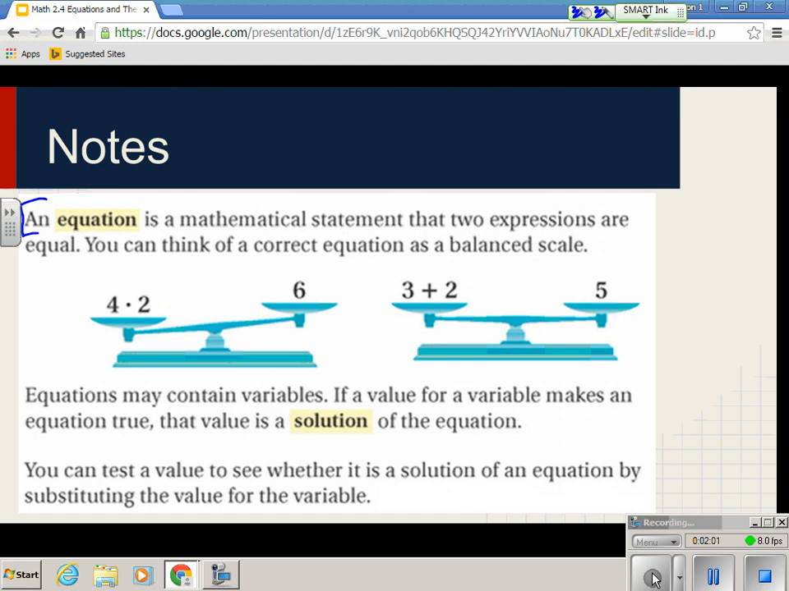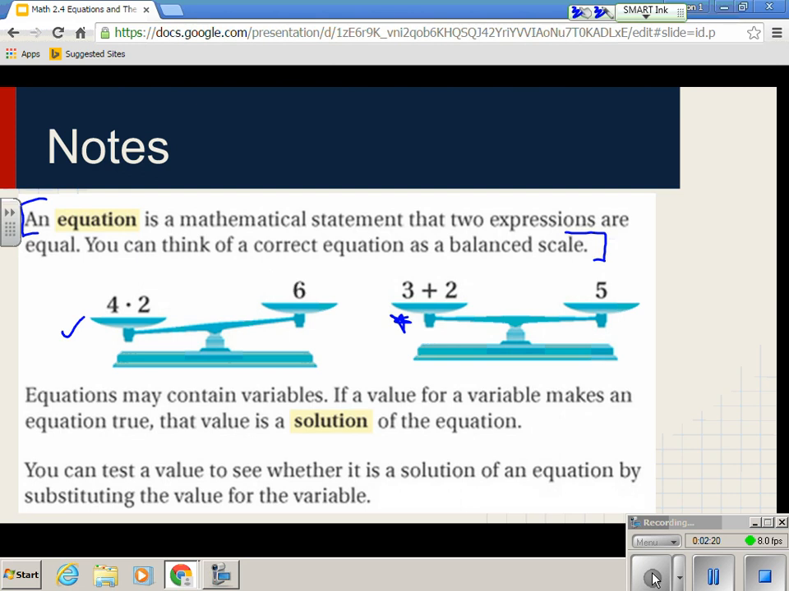An equation is a mathematical statement that two expressions are equal. You can think of a correct equation as a balanced scale. So here we can see one scale is balanced, that's this one, and one scale is not. That's the one with the check mark.